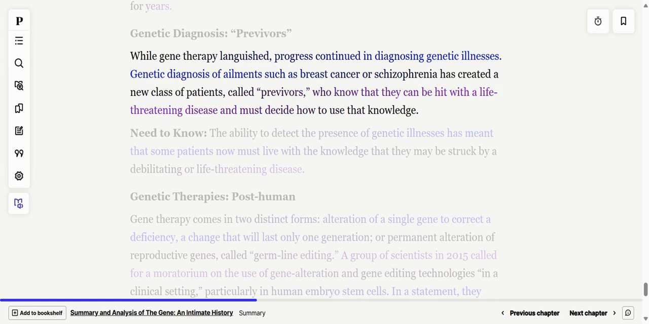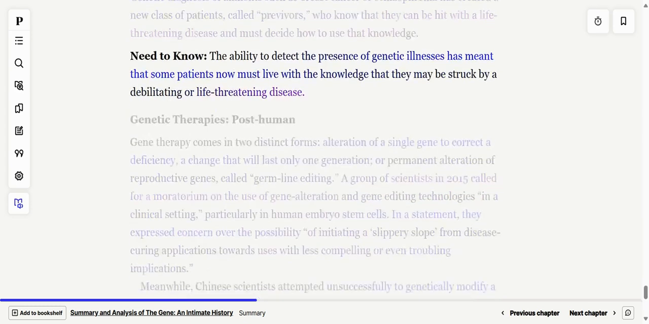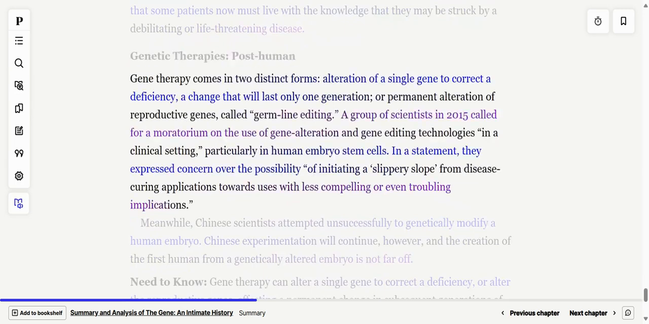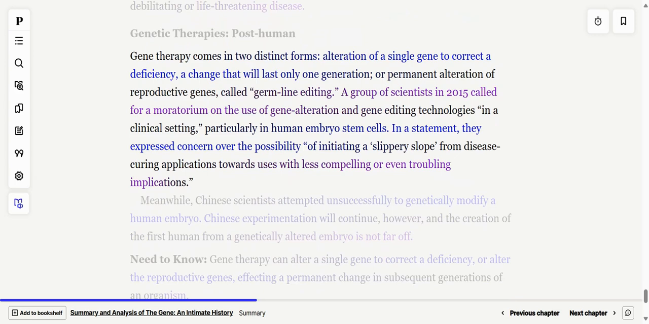Genetic therapies, post-human. Gene therapy comes in two distinct forms: alteration of a single gene to correct a deficiency, a change that will last only one generation, or permanent alteration of reproductive genes, called germline editing. A group of scientists in 2015 called for a moratorium on the use of gene alteration and gene editing technologies in a clinical setting, particularly in human embryo stem cells. In a statement, they expressed concern over the possibility of initiating a slippery slope from disease-curing applications towards uses with less compelling or even troubling implications.